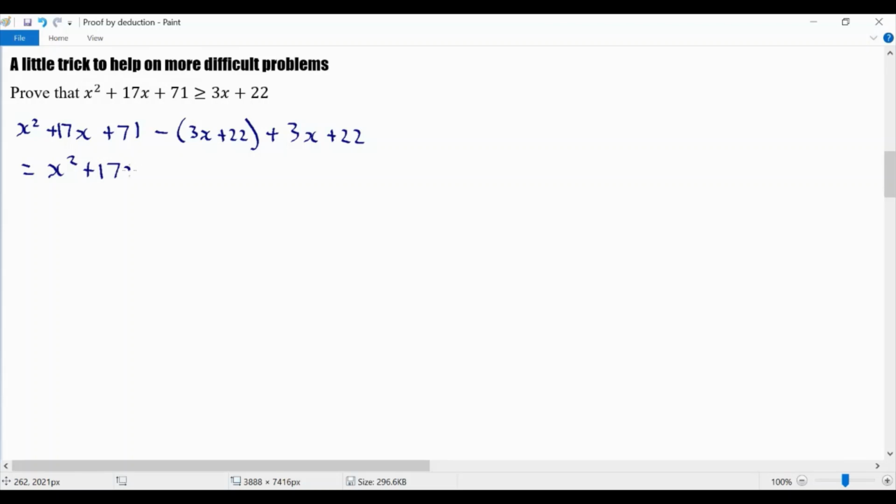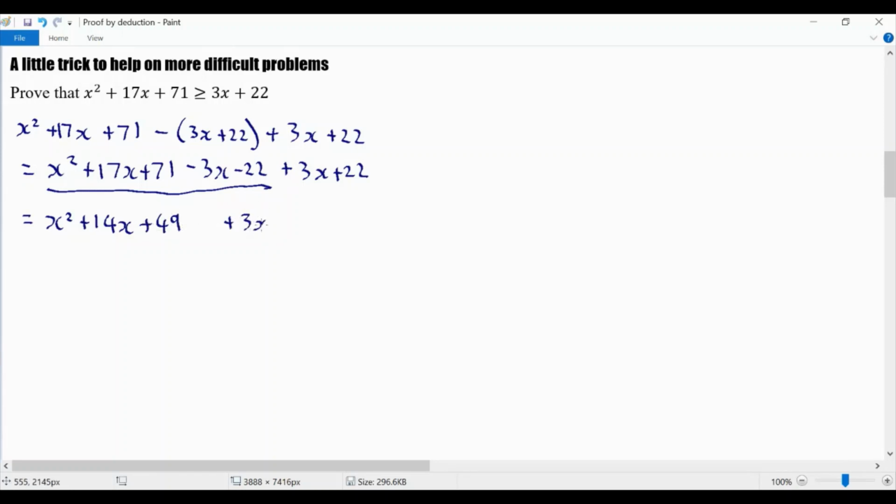okay, we could just do a bunch of algebra here. Minus 3x minus 22 plus 3x plus 22. Then absorb the minus 3x and minus 22, so working on just this sort of stuff. X squared plus 17x plus 71. Except, sorry, we've taken away the 3x, so we've only got 14x, and we've got 49. And still having the plus 3x plus 22 still there.